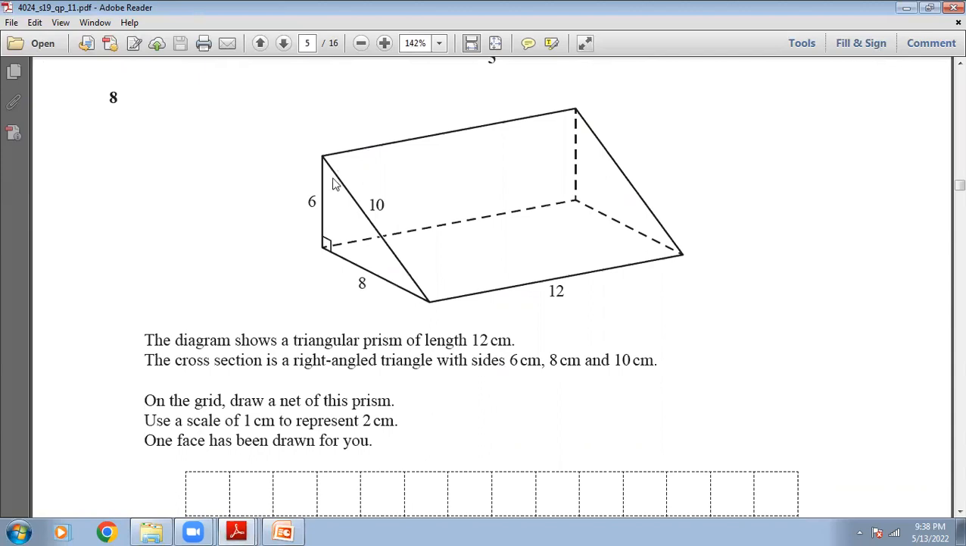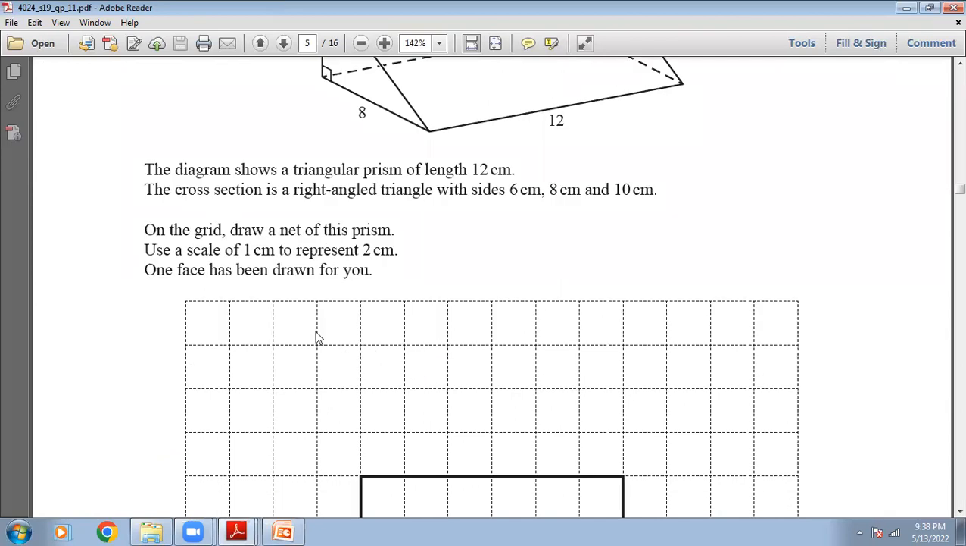The height of this ramp is 6. It's a 3D shape. It's a ramp, and the height of the ramp is 6. The horizontal length of the ramp is 8. The inclined length is 10, and the length of the ramp is 12. So he says on the grid, draw a net of this prism.